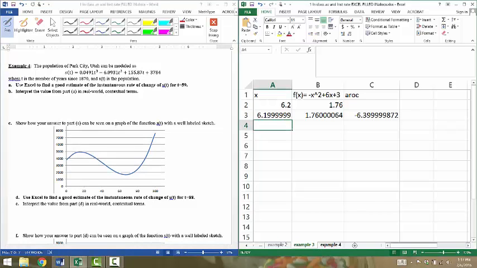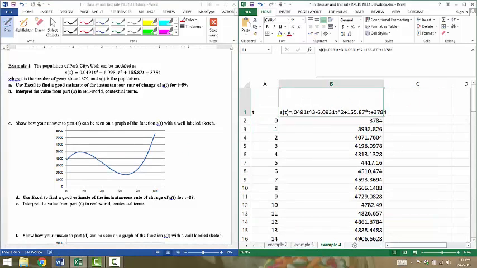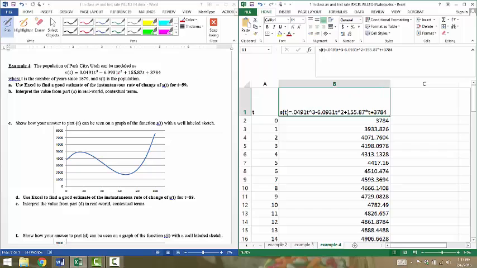Example 4. We've been given this third degree polynomial function where we plug in the number of years since 1870 and it outputs the population of Park City, Utah at that time. In part A, it asks us to use Excel to find a good estimate of the instantaneous rate of change at t equals 59. Later, it's going to ask us to find the instantaneous rate of change or estimate it when t is 88. So what I'm going to do is just have Excel find an estimate of the instantaneous rate of change at all of these points in my table, and then we can answer the question for any t value we select.